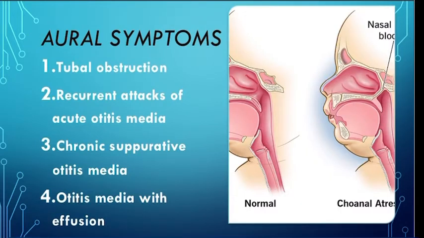Oral symptoms. Tubal obstruction. Adenoid blocks the eustachian tube, leading to conductive hearing loss. In the tubal obstruction, the adenoid will block the eustachian tube. As a result, there will be conductive hearing loss. Recurrent attacks of acute otitis media may occur due to spread of infection via the eustachian tube. From the adenoids, the infection spreads via the eustachian tube and acute otitis media occurs. Chronic suppurative otitis media fails to resolve in the presence of infected adenoids. Whenever a person is suffering from adenoids, the chronic suppurative otitis media fails to heal. Adenoids form an important cause of otitis media with effusion in children.